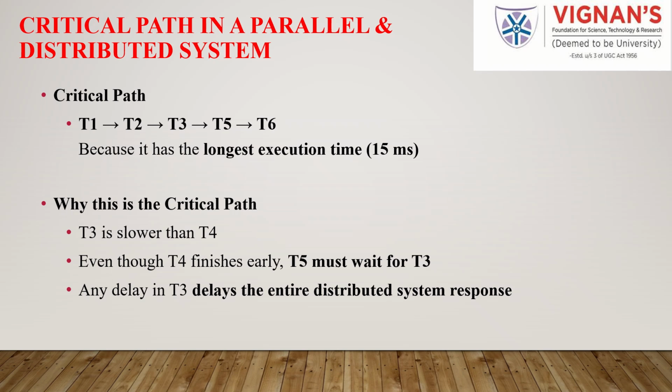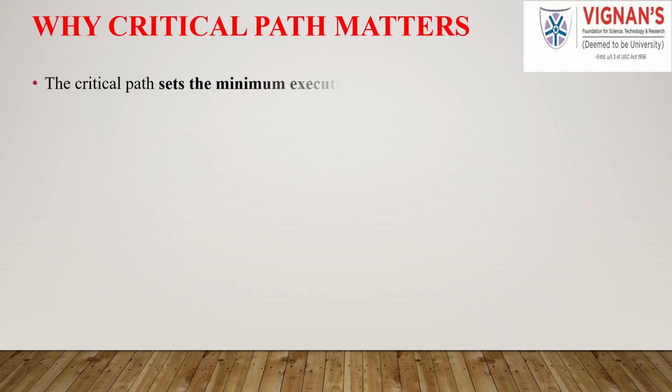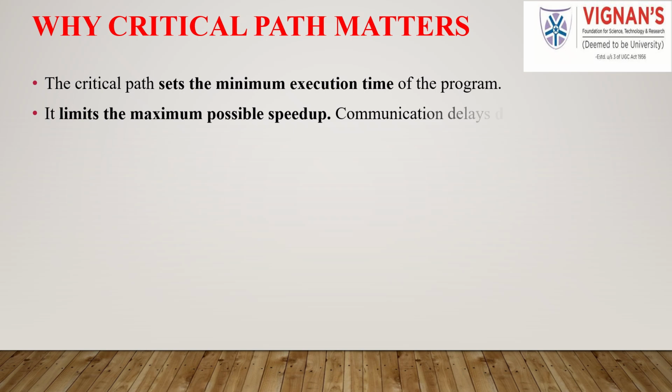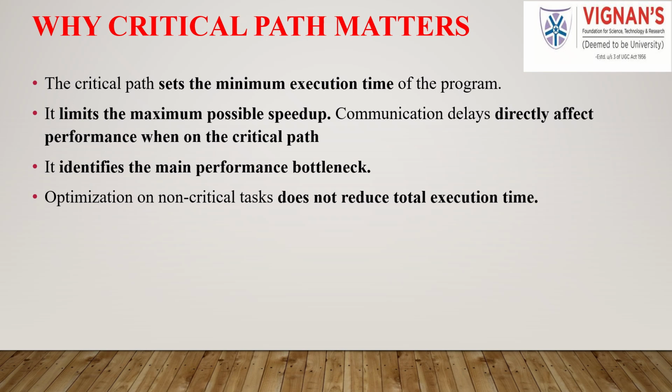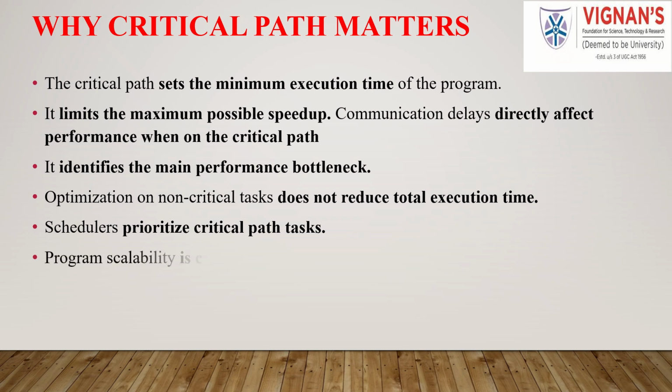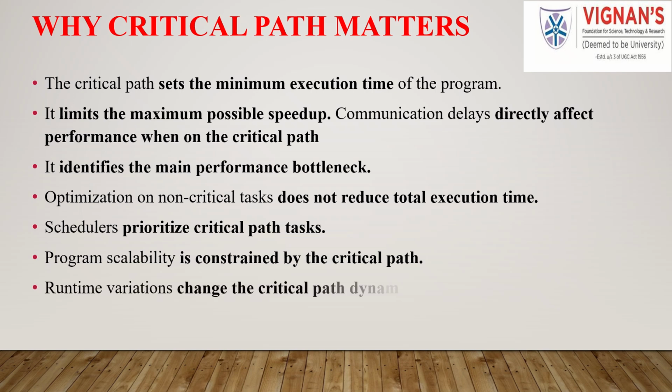The critical path determines the minimum execution time of a program and limits the maximum possible speedup. Any communication or synchronization delay on the critical path directly affects overall performance. It helps identify the main performance bottleneck in parallel and distributed systems. Optimizing tasks outside the critical path does not reduce total execution time. Schedulers often prioritize critical path tasks to improve efficiency. Program scalability is constrained by the critical path, and runtime variations can change it dynamically.